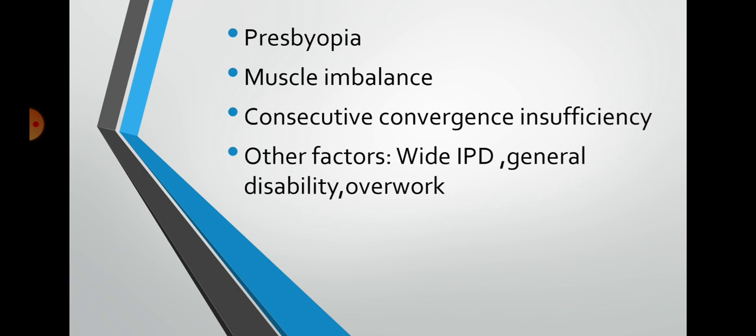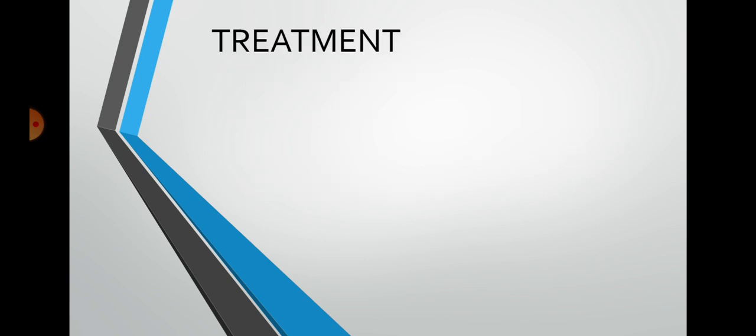Muscle imbalance. If the muscles are imbalanced, that means if the eye deviates inward, outward, upward, downward in any direction, that means in a strabismic patient there is a lack of convergence because the eyes cannot rotate properly to do convergence. That is why in strabismic patients, convergence insufficiency is seen. And other factors I discussed, that wide interpupillary distance or general disability, that is delayed formation of ocular structure, can lead to convergence insufficiency.